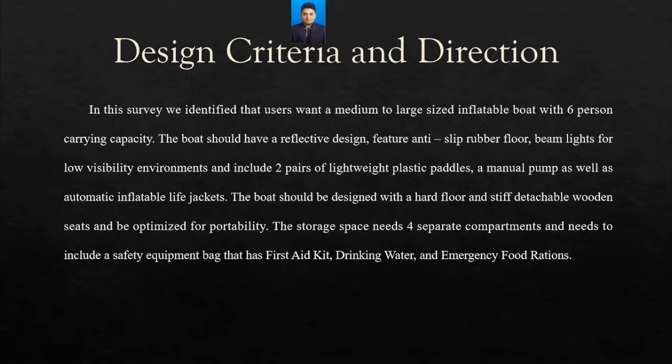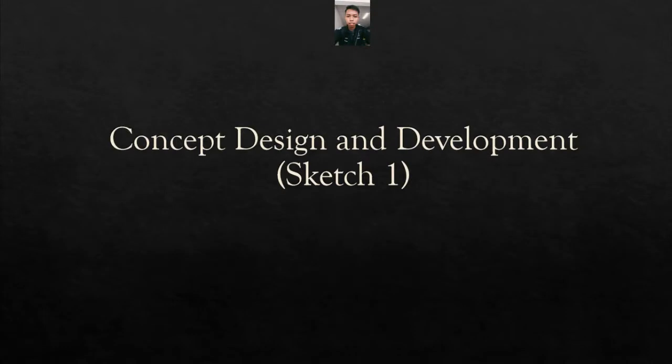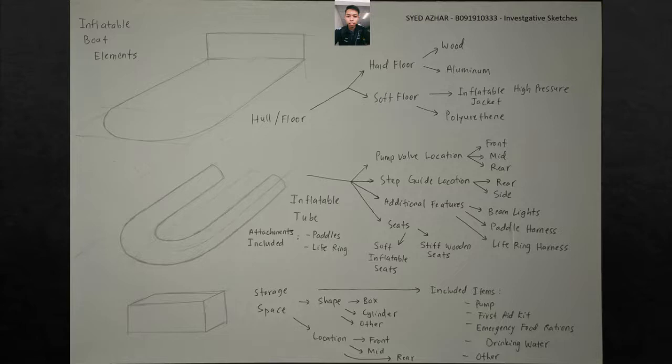The storage space needs 4 separate compartments and needs to include a safety equipment bag that has first aid kit, drinking water, and emergency food rations. Inflatable boat element sketch 1. For the floor, there will be a hard floor made from wood or aluminum. And for the soft floor, there will be high pressure jacket and polyurethane.